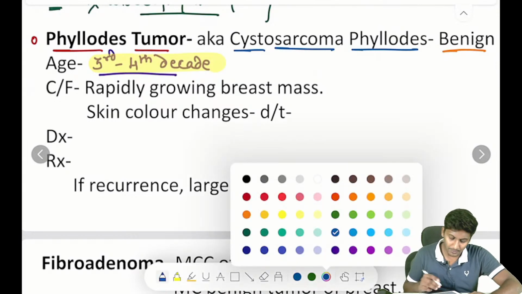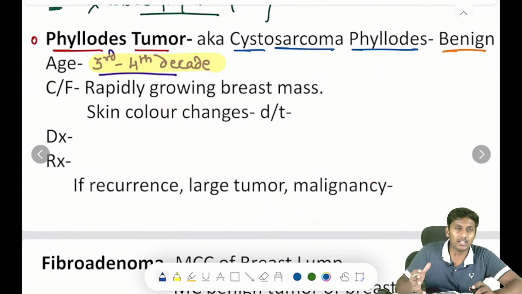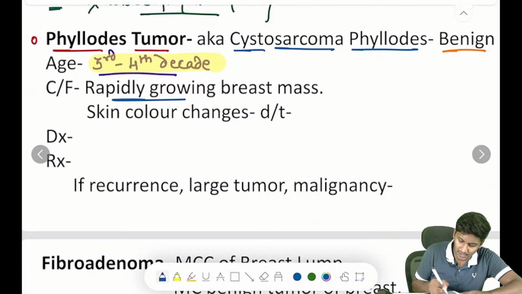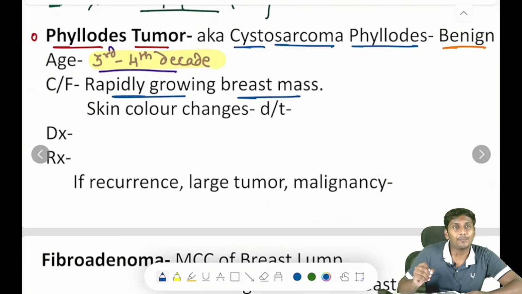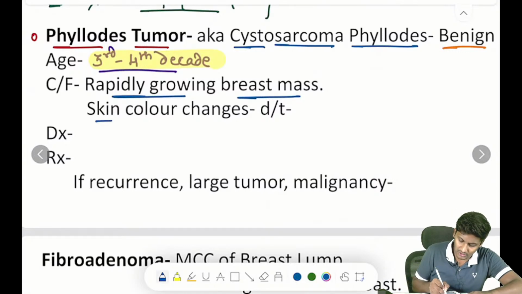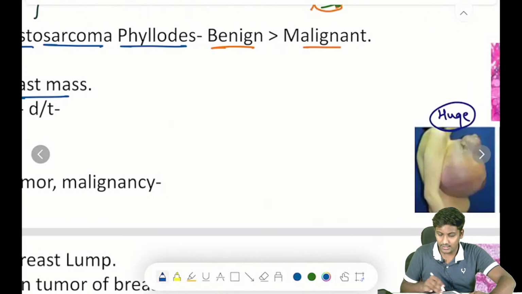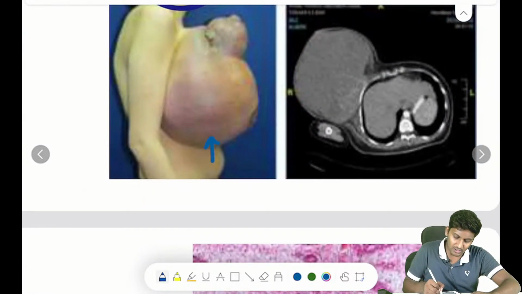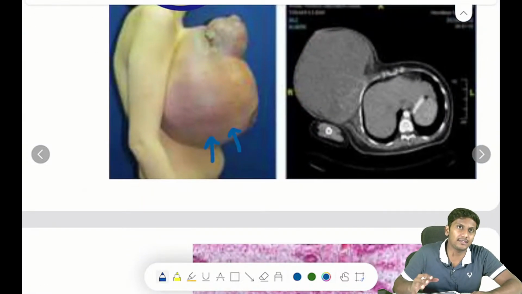The clinical features of the patient: definitely the patient will have a rapidly growing breast mass, and the patient can even have skin color changes. And why are these skin color changes seen? Can you see? The skin over the breast has changed its color.